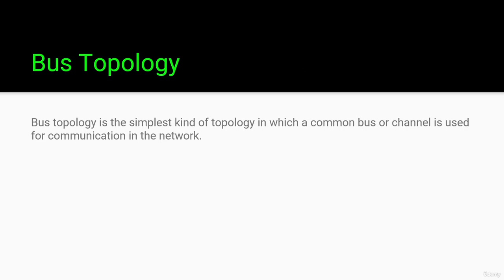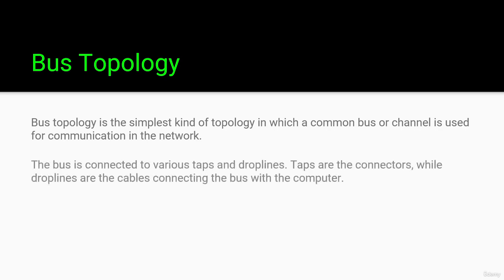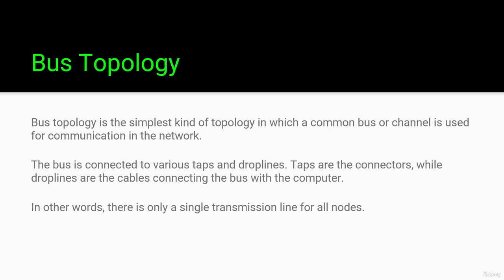Bus topology is the simplest kind of topology, in which a common bus or channel is used for communication in the network. The bus is connected to various taps and drop lines. Taps are the connectors, while drop lines are the cables connecting the bus with the computer. In other words, there is only a single transmission line for all nodes.